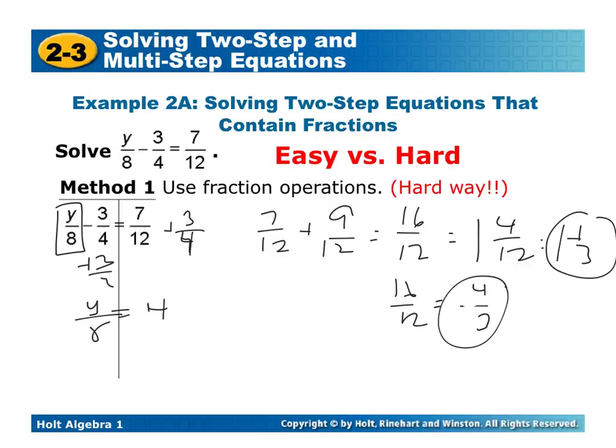So here we have y over 8 equals 4/3. Multiply by 8 over 1 to get rid of the coefficient. 4 times 8 is 32. 3 times 1 is 3. 3 goes into 32 10 times with 2 left over.